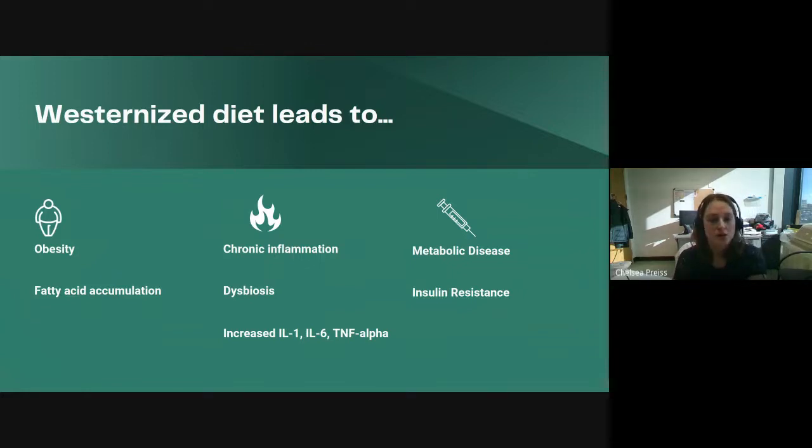Okay, so what happens when we eat a westernized diet? It leads to all these things that we see on the screen here: obesity, fatty acid accumulation, inflammation, dysbiosis, increased inflammatory cytokines like interleukin 1, 6, and TNF alpha. And then the endpoint would be metabolic disease, insulin resistance. And of course, it's not limited to just those, but just for the sake of this presentation, those are two of the endpoints. So inflammation is really the key link between metabolic and immune systems.